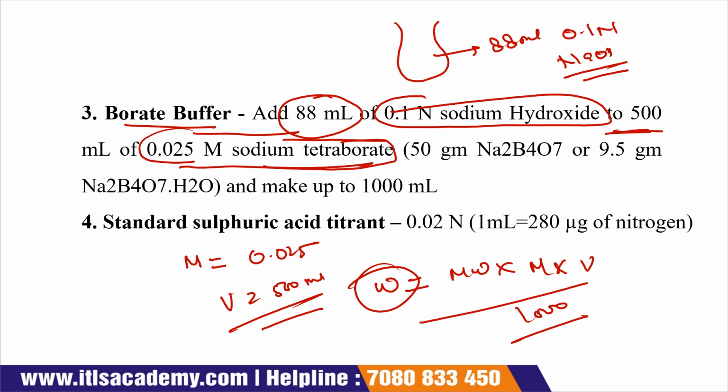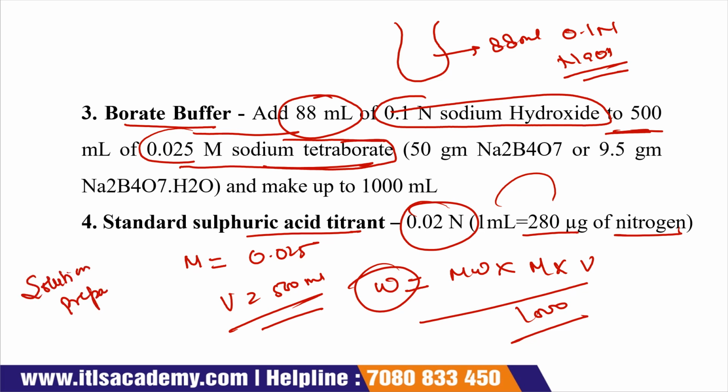Then the next solution is the standard sulfuric acid titrant, 0.02 normal, where 1 ml is equal to 280 microgram of nitrogen. For the preparation of this reagent, you have to see our solution preparation video. This video is already uploaded in our account. You can go and check it and understand how we prepare all these solutions.